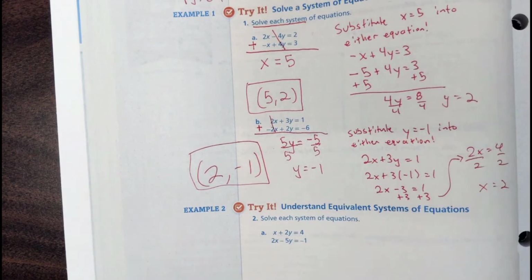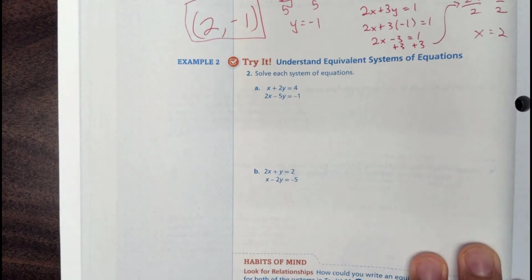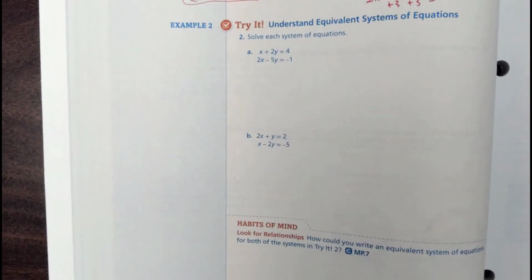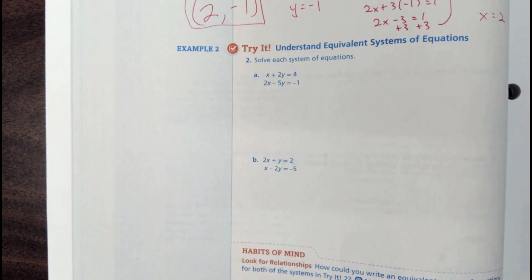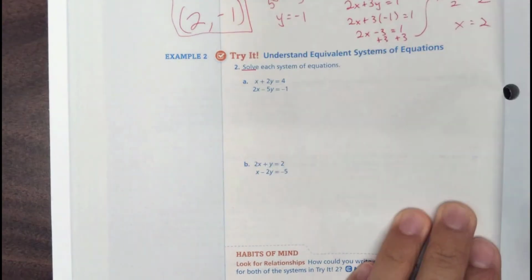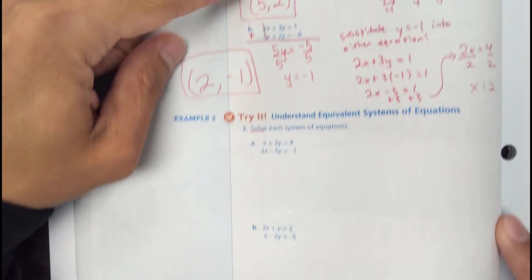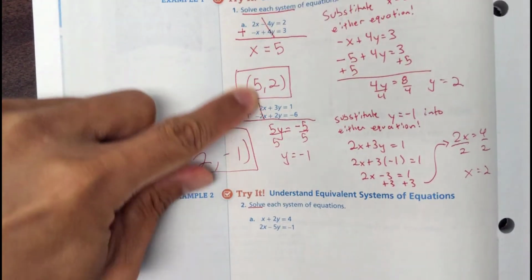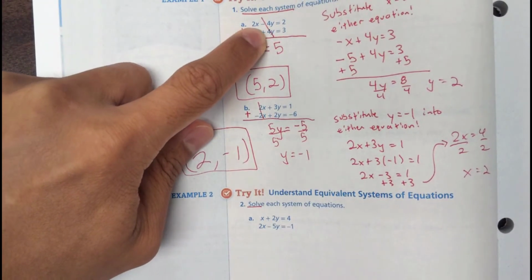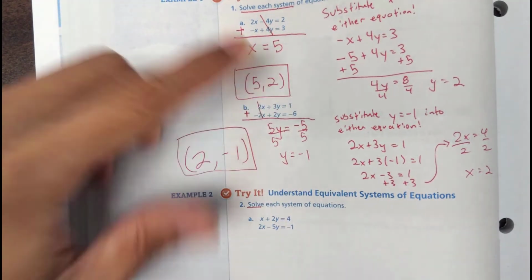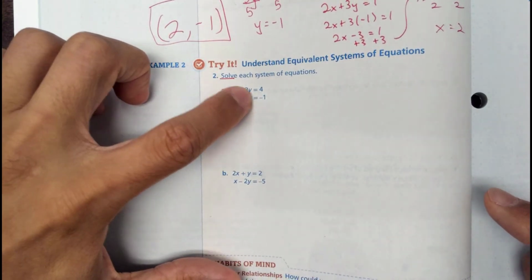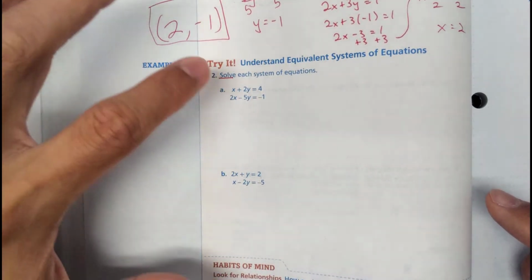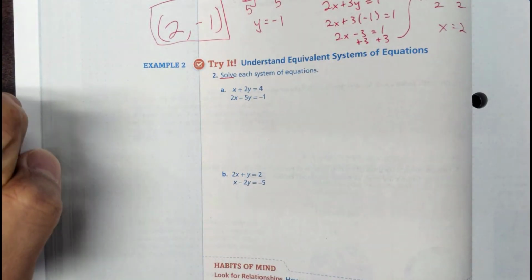2, negative 1. So as we move forward, in example 2, it says now understand equivalent systems of equations. Solve each system of equations. Now, in the first 2 examples here, they were very easily set up where I could just add them up and it would eliminate a variable, right? But here in question A, if I add them up automatically, a variable doesn't disappear.